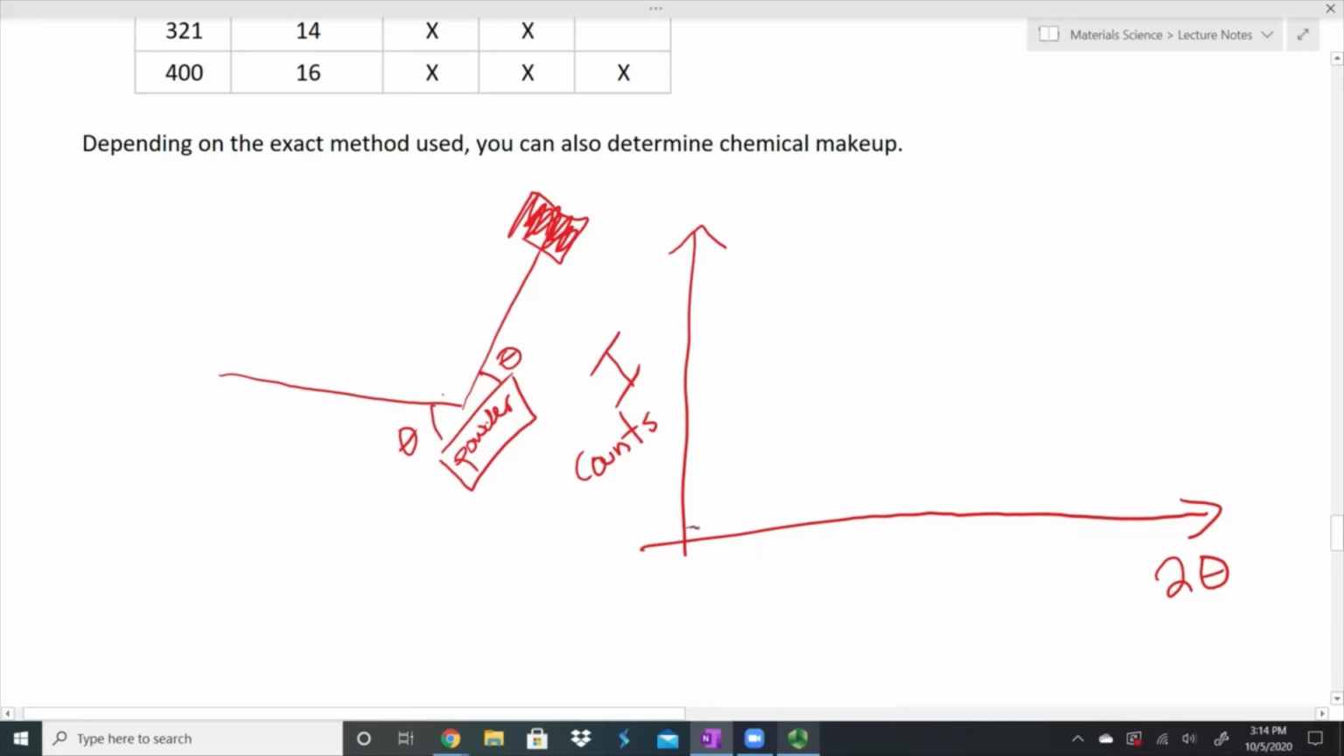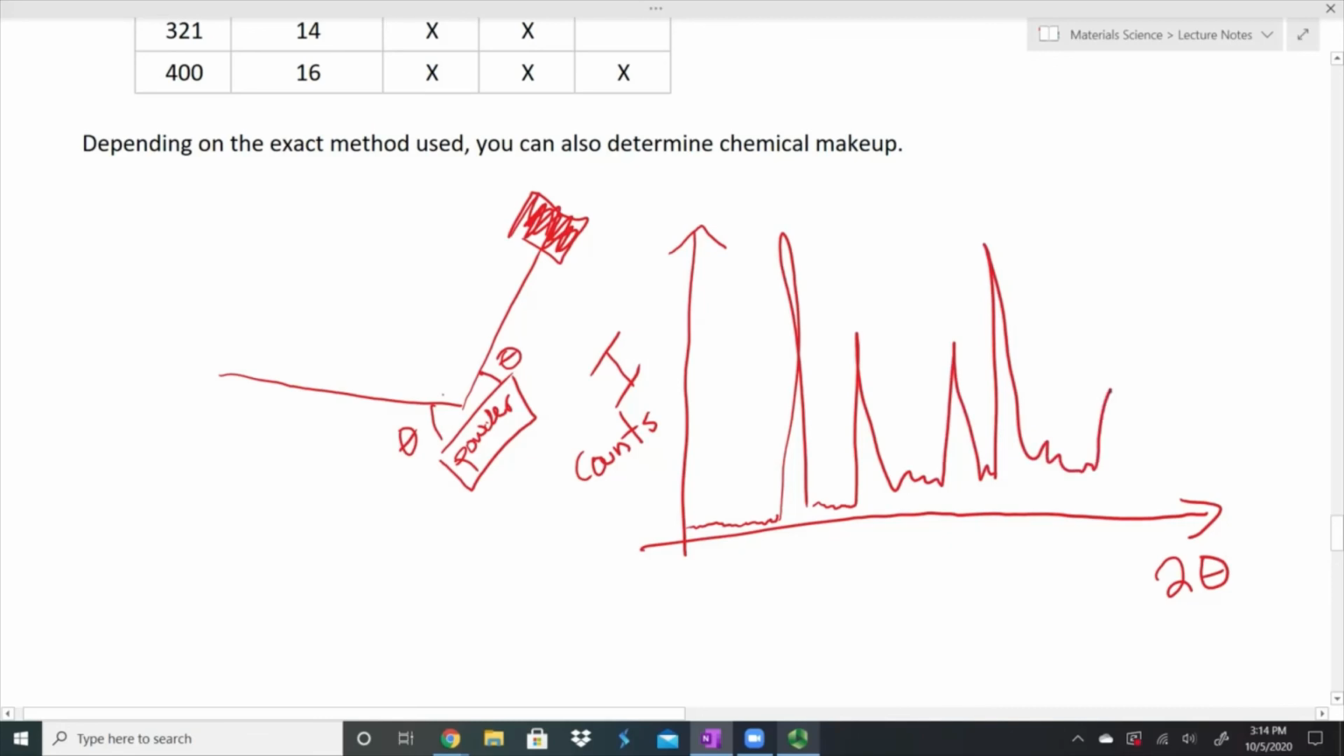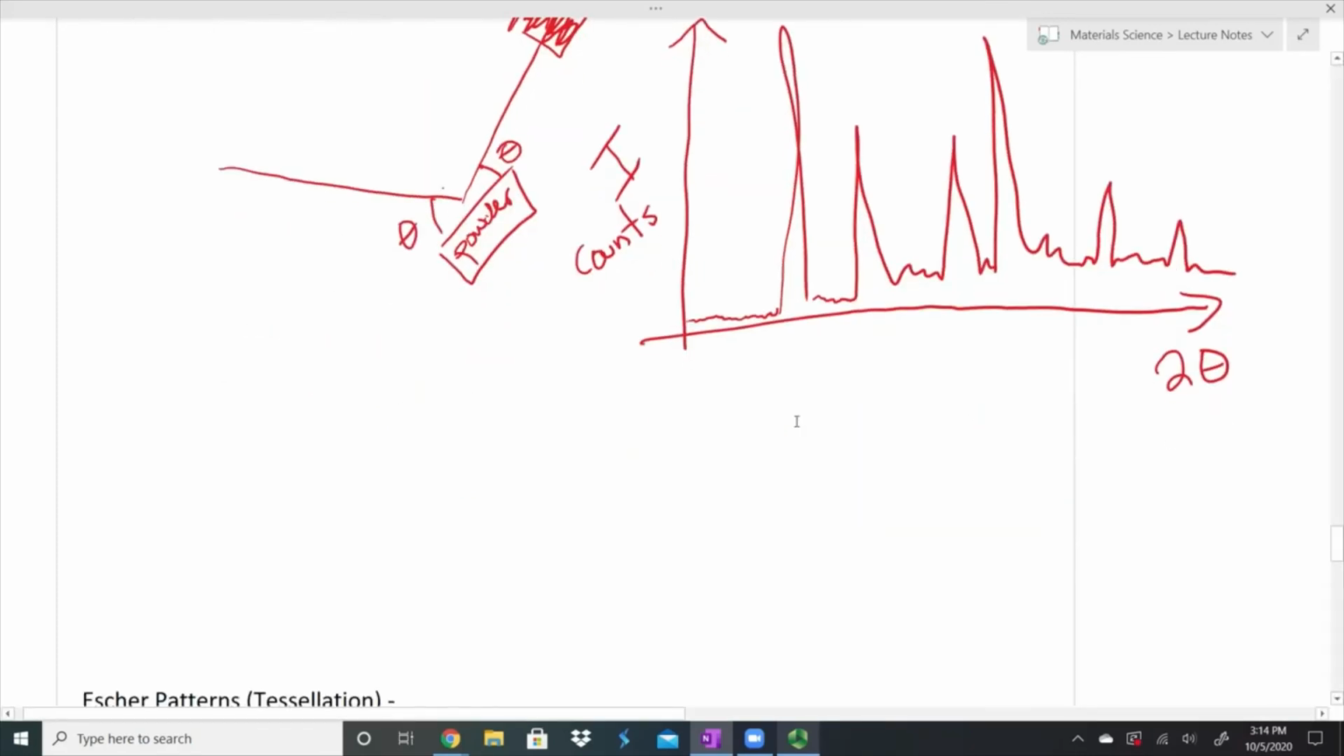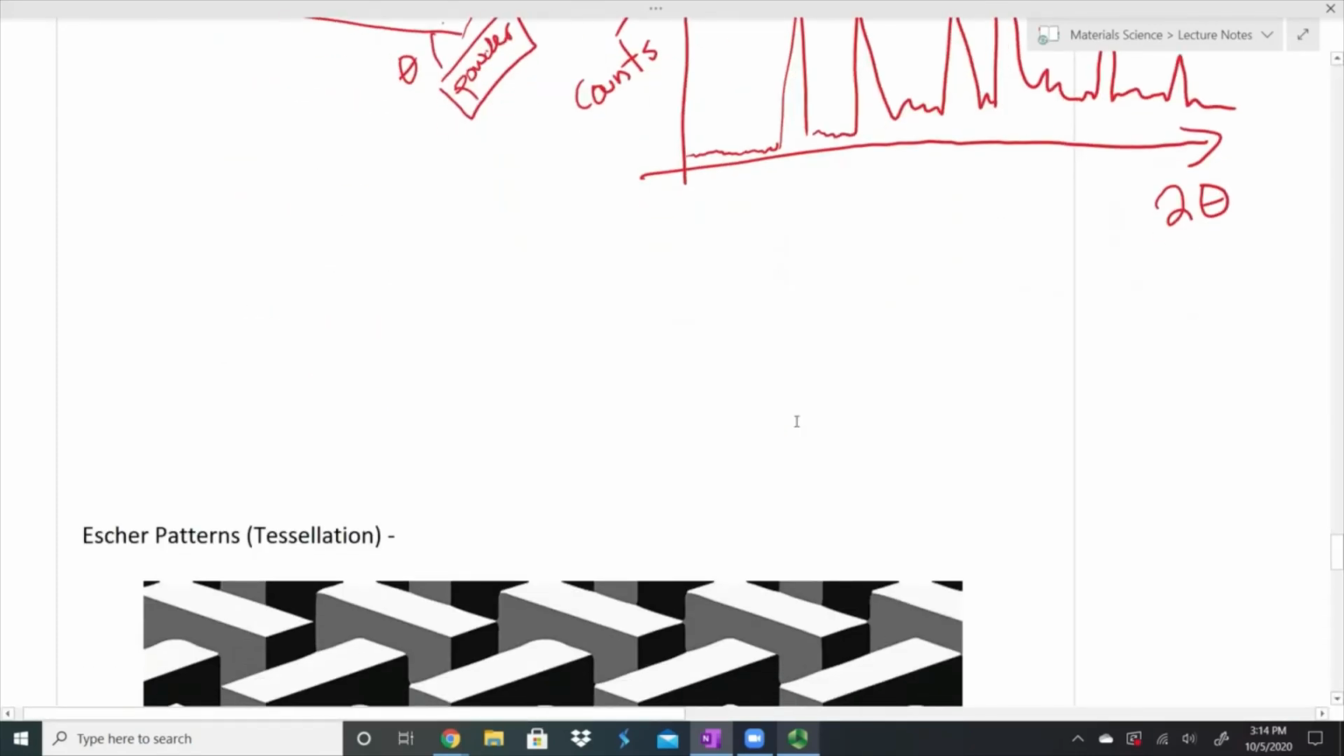And it's going to be kind of low. We're going to have a little bit of noise here and there. And then every once in a while, we're going to have a spike. We will get something along the lines of this. Depending on where those spikes are, we can know more about the material. We can know what chemical makeup the material has, and we have a lot of information that we can determine from it.